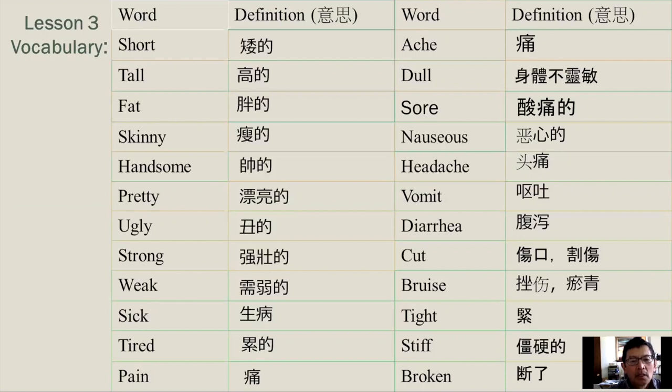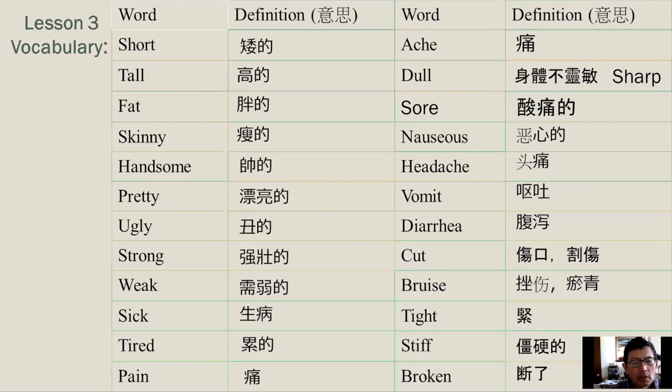Strong. Weak. Sick. Tired. Pain. Ache. I see that the word tongue is the same for pain as well as ache. Dull. You may say, I have a dull ache. Do you know what the opposite of dull is? Sharp. I have a sharp ache.